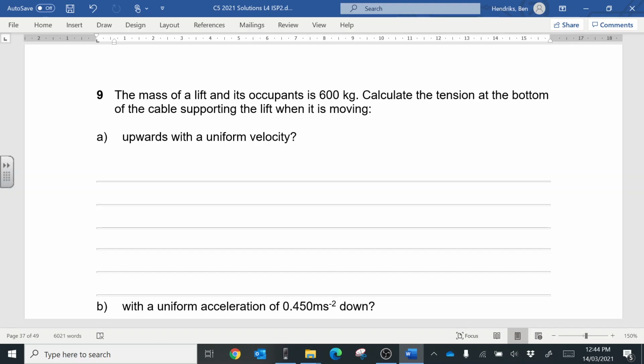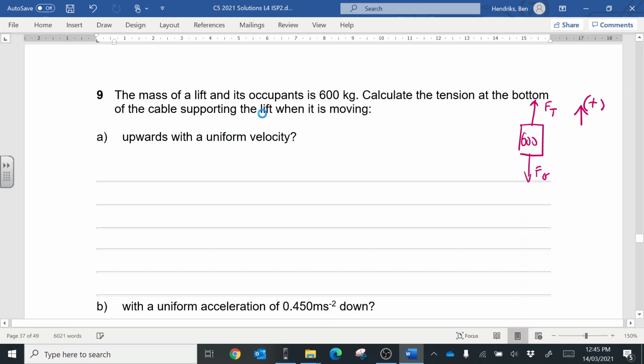Alright, so in this example here, we have 600 kilograms. We have the force of gravity as always, and then what they want is just the tension force there, upwards with a uniform velocity. Okay, so I think in this case we'll just go upwards as positive. See how that works out for us. It's going upwards with a uniform velocity.